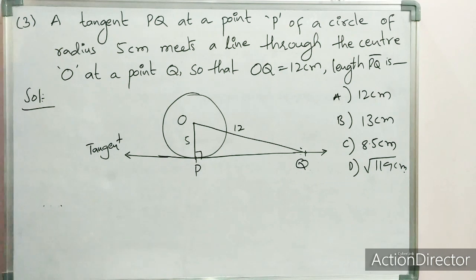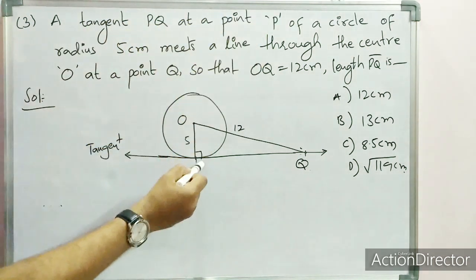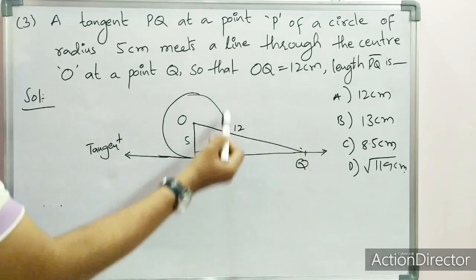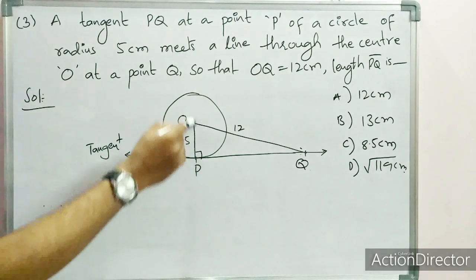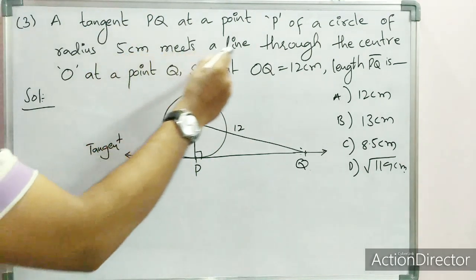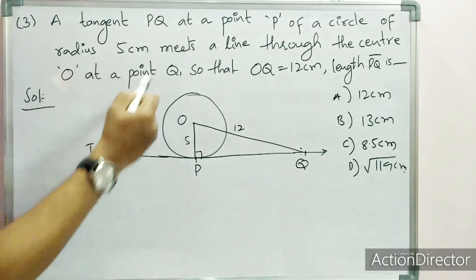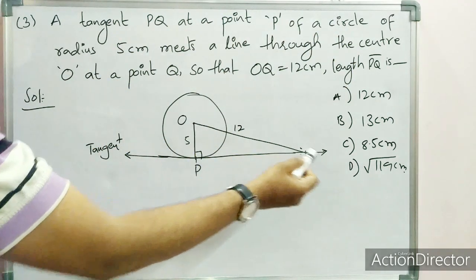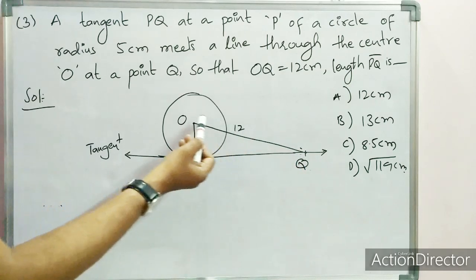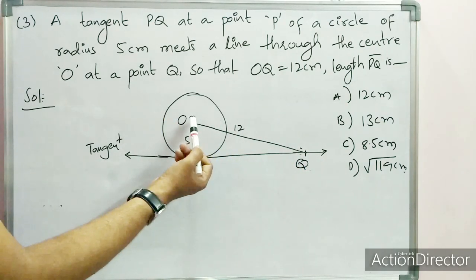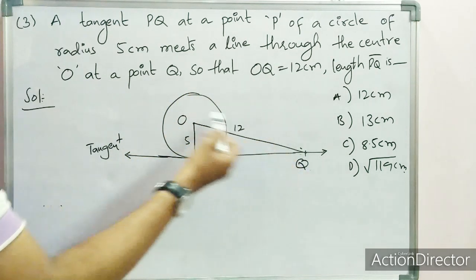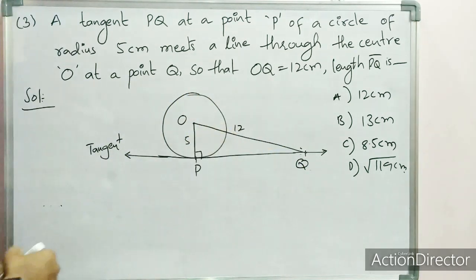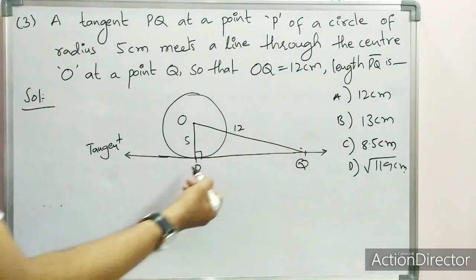Now question number 3. A tangent PQ at a point P of a circle of radius 5 centimeters. Here OP is the radius, 5 centimeters. It meets a line through the center O at a point Q. So this OQ is given as 12 centimeters. Then the question is, what is the length of PQ?